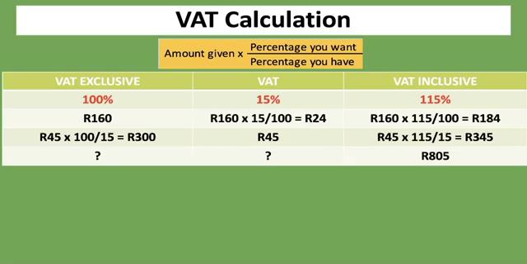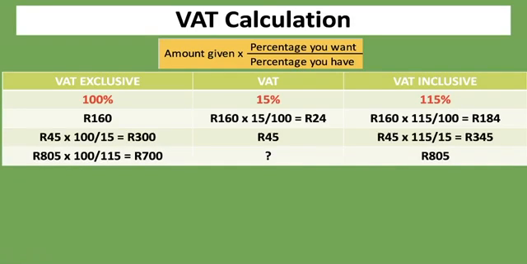We are given the VAT inclusive and we have to calculate the VAT exclusive and the VAT. So we know that VAT inclusive is the 115%. So we take the 805 Rand, which is the amount given, VAT inclusive, and we multiply that by the percentage that we want. Well, firstly, let's calculate the VAT exclusive. It's the 100%, which is the percentage that we want, and we divide that by the percentage that we have, which is the 115%, and it gives us an amount of 700 Rand.